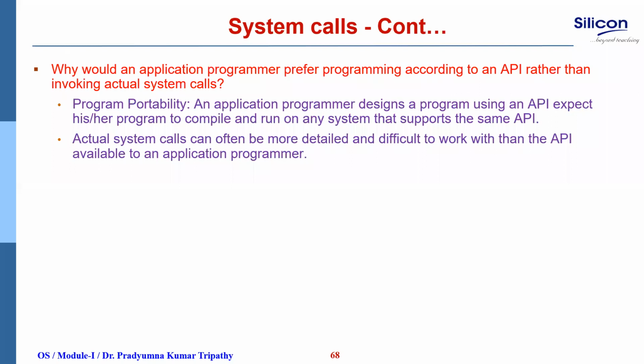Correct? Actual system calls can often be more detailed and difficult to work with than the API available to the application programmer. If you are working with a low level language, accessing and using those calls is somewhat difficult. So it is easier to use the API, because APIs are written in a high level language. Is that understood? Does anyone have a doubt about program portability or the use of API?